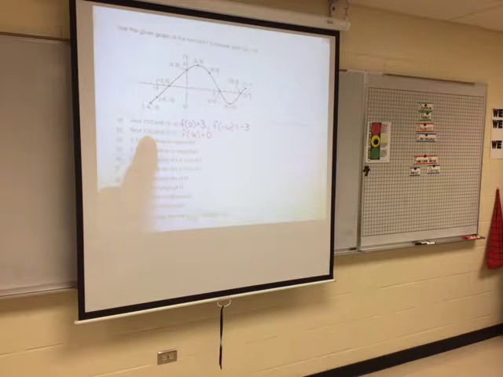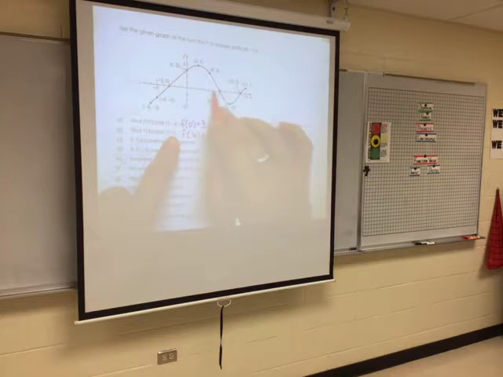Is that okay? Is that a little better? All right, let's try another one. F of 11. It's 1 because when you go over 11, what's the y value on that function? 1. Is that okay? Yes. Good.